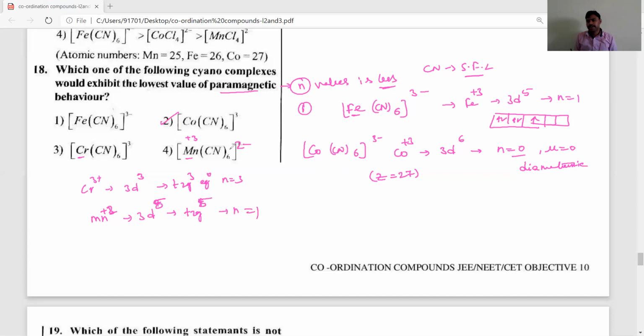The second option is correct. So how can we identify the least magnetic nature? The complex with a very small number of unpaired electrons has the lowest magnetic nature. Okay, students, so the answer is the second option.